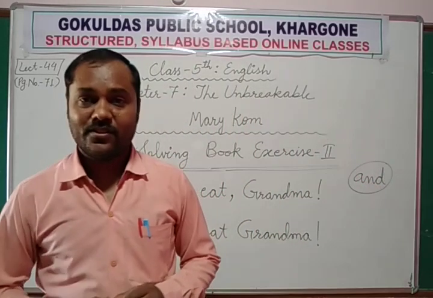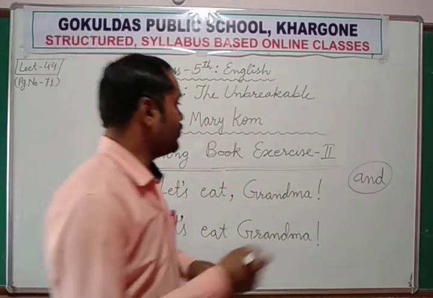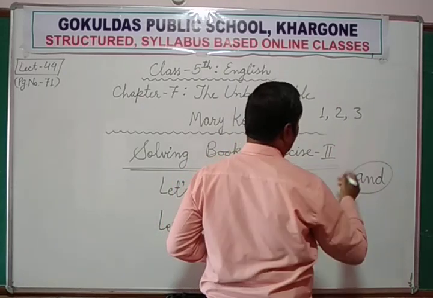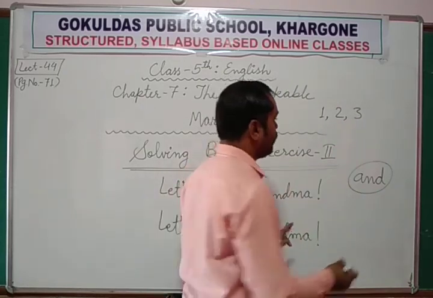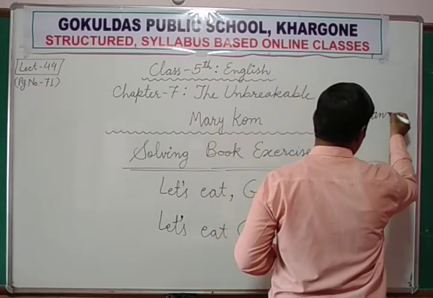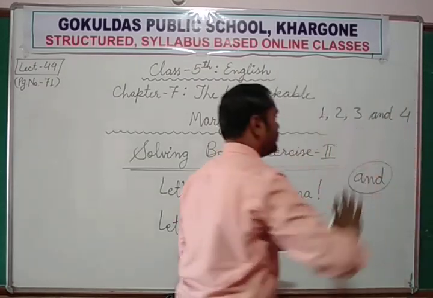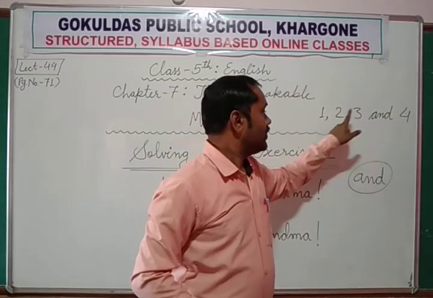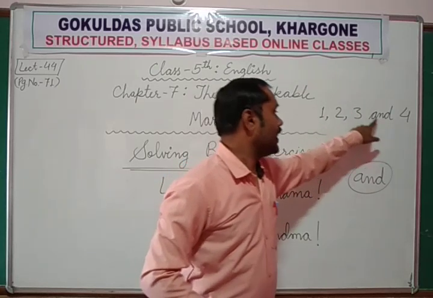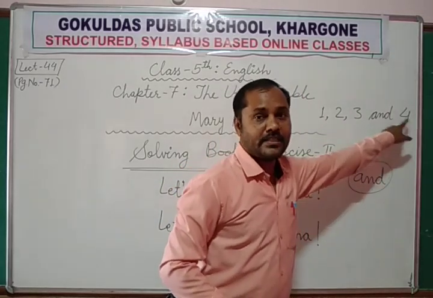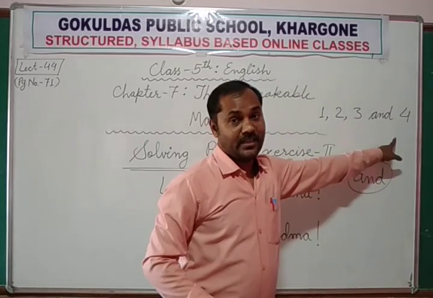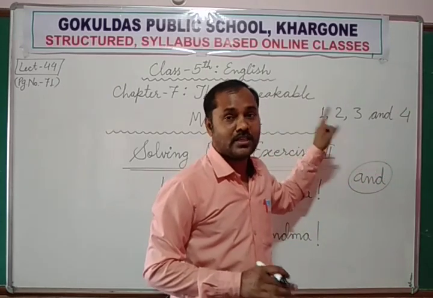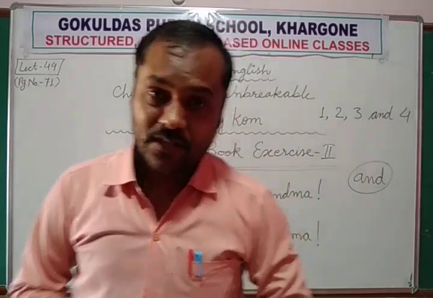Suppose we have 4 items. So 1 item, comma, 2 item, comma, 3 item. Don't use a comma there because 4 is the last. Before the last item, you can write the conjunction and. No need to put a comma here. 1 comma, 2 comma, 3 and 4, because and automatically separates these 2 items. There is no need to put any other mark, because and is doing the same work which is done by the comma.